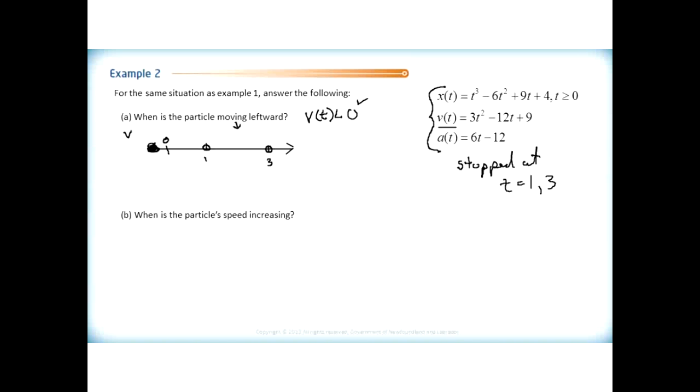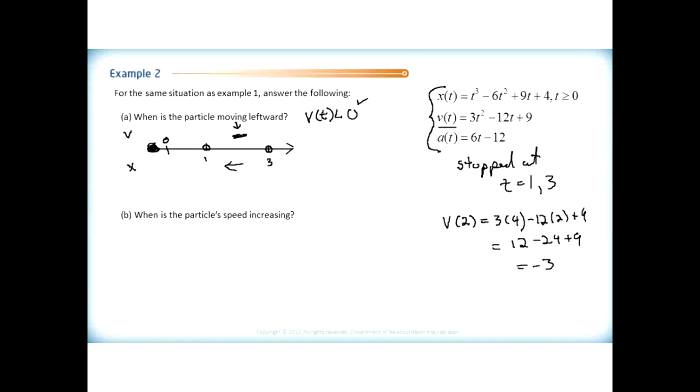So let's have a look at what that does to our speed, and then that'll tell us what that does to our position. So if I let t equal 2, then my velocity at time 2 would be equal to 3 times 4 minus 12 times 2 plus 9. So let's see, that's 12 minus 24 plus 9, giving us a value of -3. So at that point right in here, our velocity function is negative, which means we're moving leftward. Okay, so let's test a couple of other points.